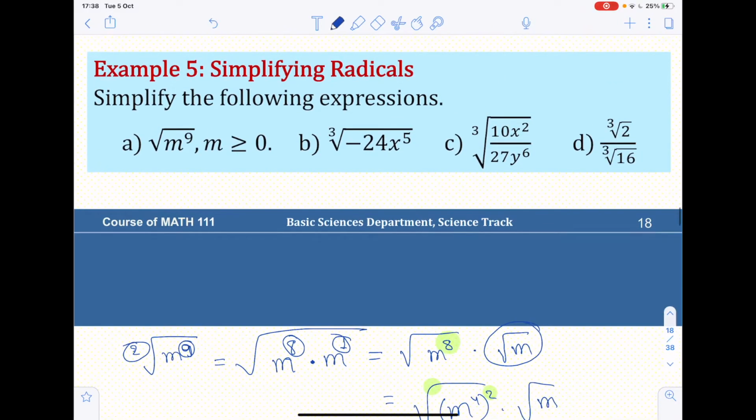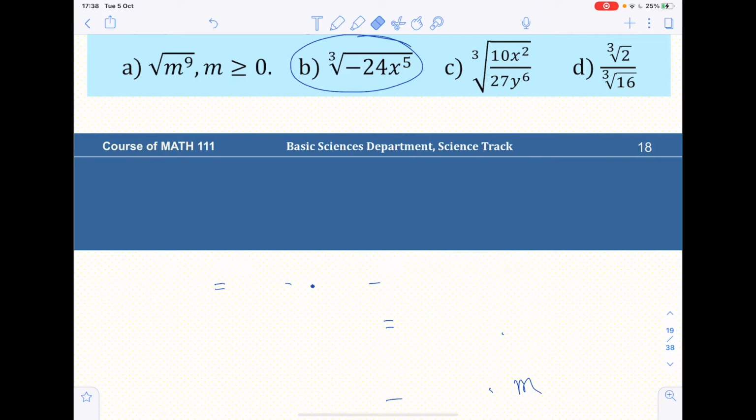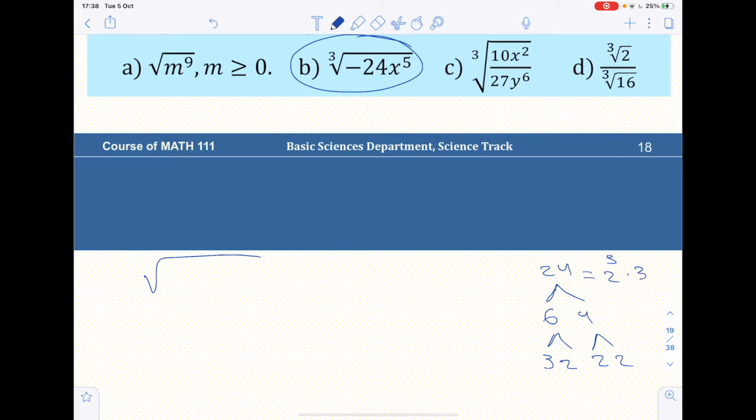Okay, same thing with part B. For part B here, I would just try to write the values under the root with the power of 3 as a power of 3. So 24, 24 is 6 times 4, and 6 is 3 times 2, and 4 is 2 times 2. So I can write 24 as 2 to the power 3 times 3.